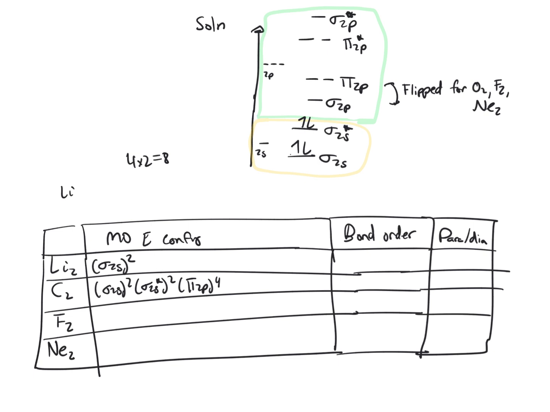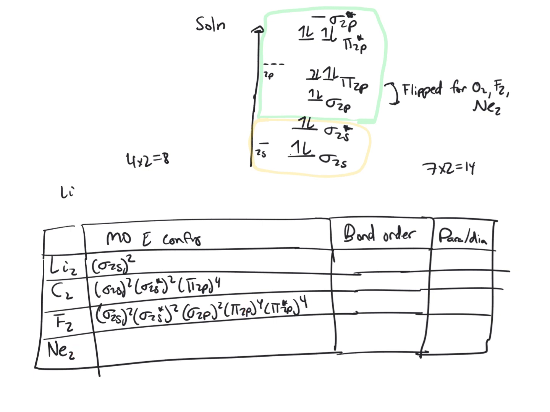Now that we have those orbitals flipped, we count our valence electrons. Each fluorine brought 7, so we have 14. So that's our F2 electron configuration with 14 electrons. Sigma 2p is lower, so it comes first in our electron configuration.